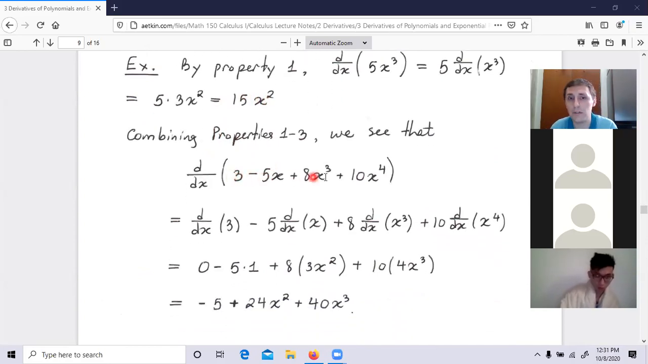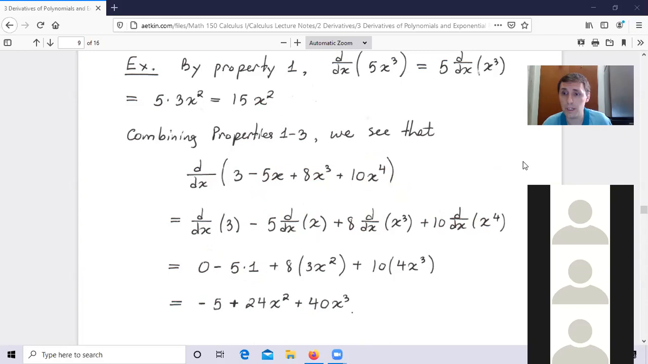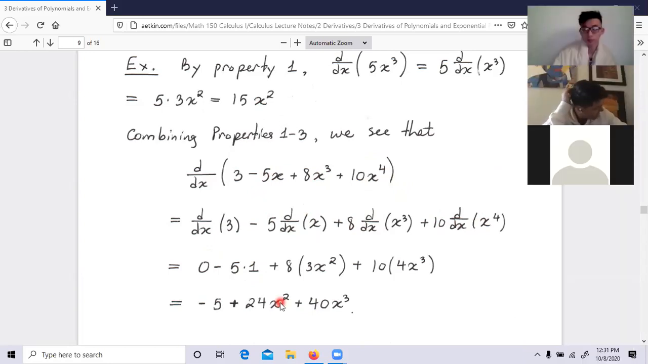Now, suppose I want to take the derivative of this polynomial. There are a lot of additions, subtractions, and multiplications by constants. So I can just say the derivative of 3 is 0. For the derivative of 5 times x, you just need to take the derivative of x and multiply by 5. The derivative of 8x cubed, I just need to take the derivative of x cubed and multiply by 8. The derivative of 10x to the 4th is 10 times the derivative of x to the 4th. With me, guys? Do you understand how I calculated it? So now I know how to calculate derivatives of polynomials without using the definition of the derivative, because I already paid for it with my theorems.